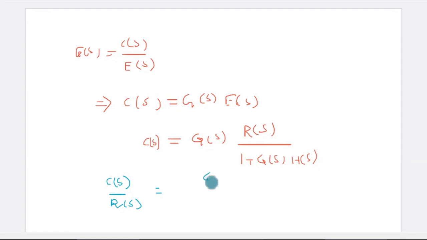Very good, ma'am. That is the transfer function of negative feedback control system: G of s by 1 plus G of s into H of s. This is the derivation of transfer function of negative feedback control system. Is there any confusion now?